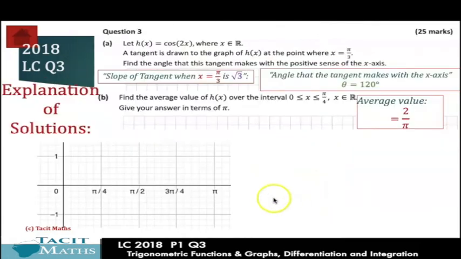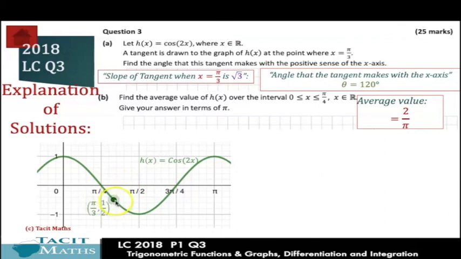Now, let's have a quick look at what our solutions actually mean. We got 120 degrees for this, and we got 2 over pi for this. If we plot this function, cos 2x, everybody should be familiar with the cos function. Because it's 2x, the period is halved. So we wanted the angle at pi over 3. Pi over 3 is around here somewhere. That's pi over 4, that's pi over 2, so it's halfway between them.